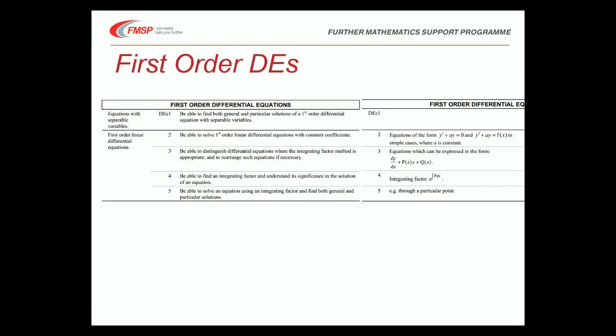Let's have a look at what the MEI specification says about first order differential equations, and you should be seeing some familiar words on the screen. Let me point out what I mean. The first thing it says, you need to be able to find general and particular solutions of a first order differential equation with separable variables. I'm slowing my voice down there because that should be familiar. That's in fact straight out of the C4 content in the MEI C4 module.